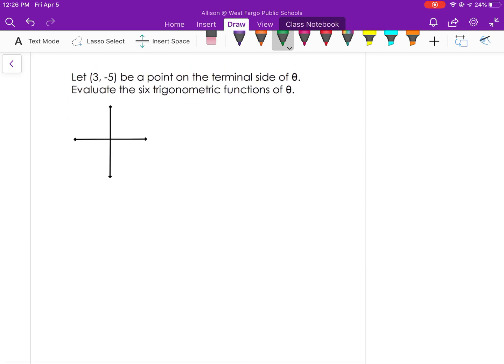So let's do one that ends at the point +3, -5, so down here. So it's going to start with a terminal side at the positive x-axis, go all the way over and end here. Whoops. So let me see if I can draw that a little better. There we go. So this is my theta. So the trig functions I'm evaluating are for that angle that I drew. I know that this is going to be 3, -5, so there's going to be my x and my y.